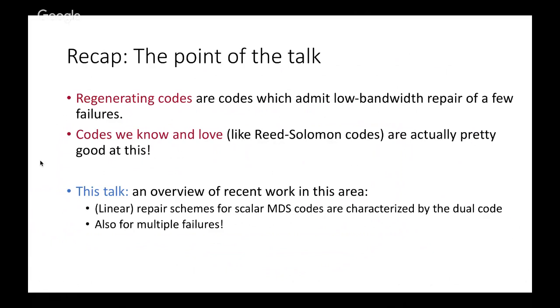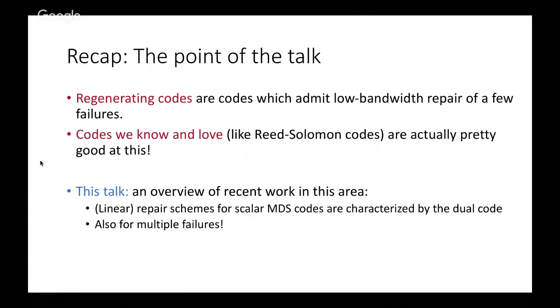So the point of the talk was that regenerating codes are codes which admit low bandwidth repair of just a few failures. And also that codes we know and love, like Reed-Solomon codes, are actually pretty good at this, which for me, when I first learned about this, I found very counterintuitive because it feels like the array code thing is very important for making regenerating codes. But it turns out it's not. Just Reed-Solomon codes themselves are pretty good at it. And in this talk, I gave just an overview of recent work in this area, which says that, and the punchlines are that linear repair schemes for scalar MDS codes are characterized by this nice algebraic property of the dual code.